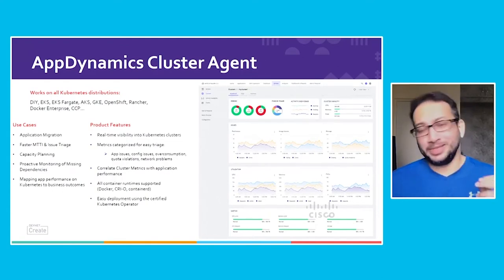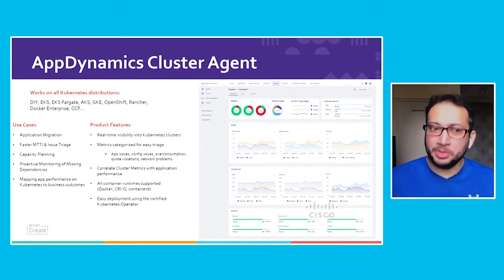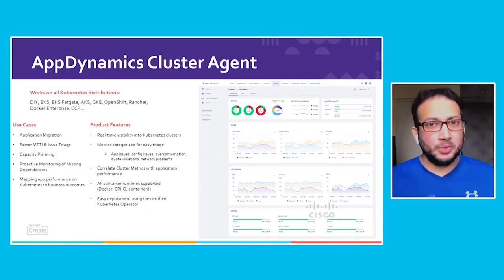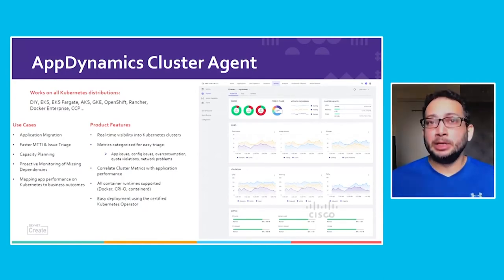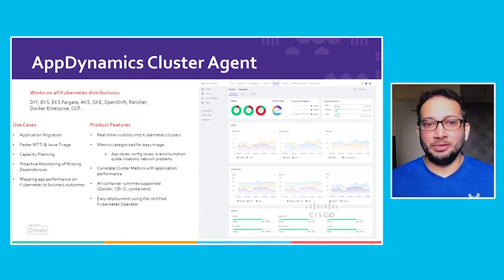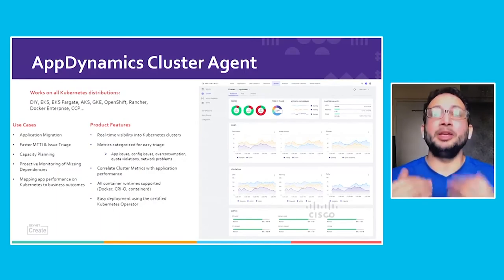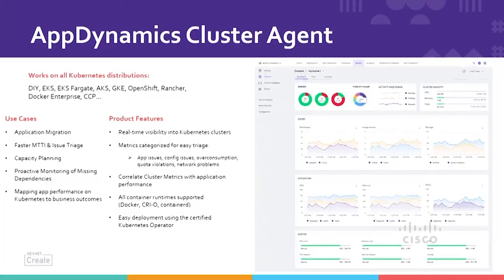And some of the important use cases that we look at are application migration, faster MTTI, issue triaging, being able to proactively monitor missing dependencies, mapping the application performance on the Kubernetes cluster to your business outcome. What I spoke about before in terms of what is the impact, how we measure that. Some of the unique features that we give are real-time visibility into your Kubernetes cluster, being able to triage your metrics for easy investigation further. How do you correlate your cluster metrics with the application performance and the different runtimes that we support?